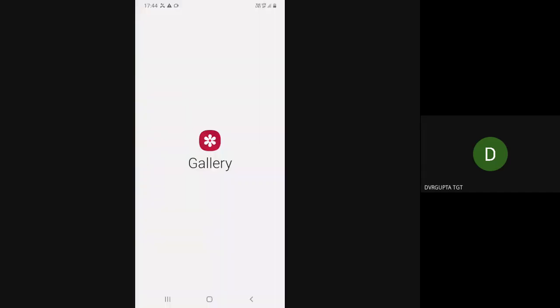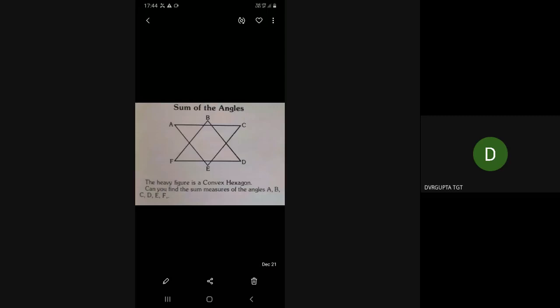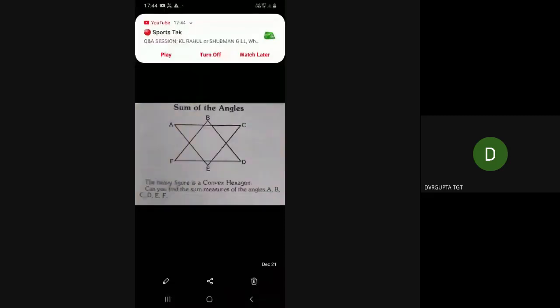The first one is a very simple question: sum of the angles. The figure is a convex hexagon. Can you find the sum of measures of angles A, B, C, D, E, and F?